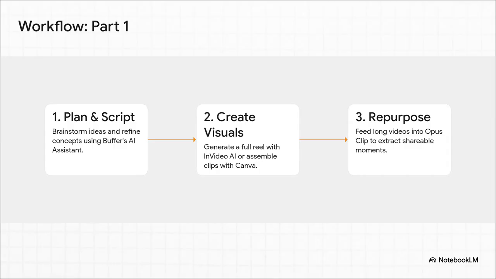So the workflow kicks off with a solid plan. You can use an AI assistant like the one in Buffer to brainstorm ideas and hash out a quick script. Then, once you have your concept, you jump into creation. This might mean generating a whole video from scratch with something like InVideo AI. Or if you're sitting on that goldmine of existing content, you just feed your long videos to Opus Clip and let it pull out all the best moments for you.